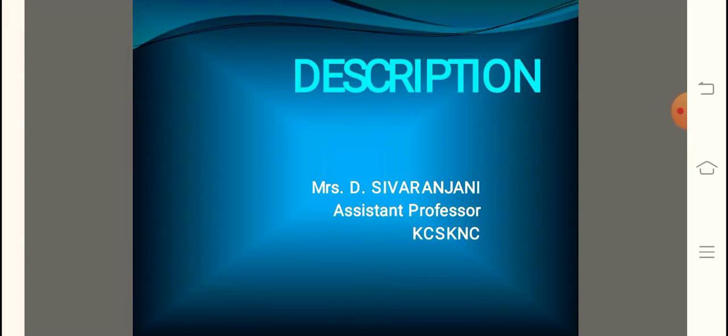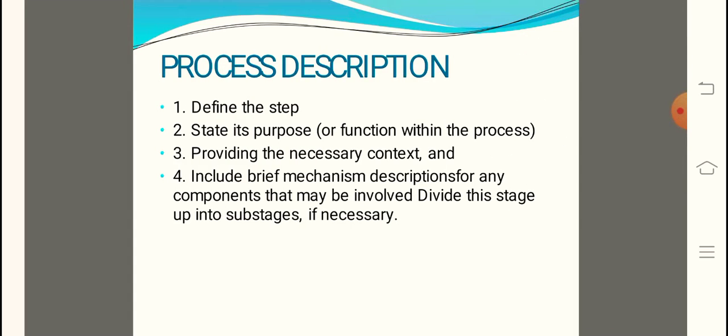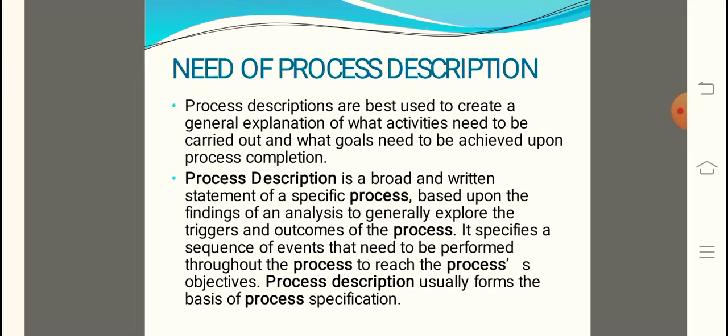In this video, we are going to see about description. What is description? The process of description has 4 steps. First, define the step. Second, state its purpose or function within the process. Third, provide the necessary context. And fourth, include brief mechanism descriptions for any components that may be involved. Divide the stage up into sub-stages if necessary.